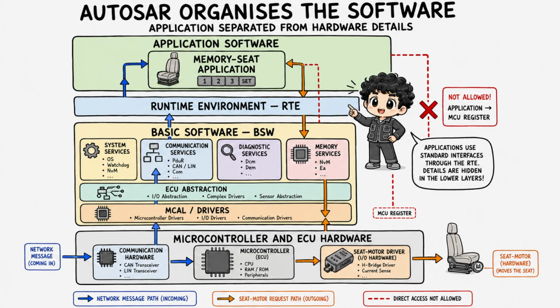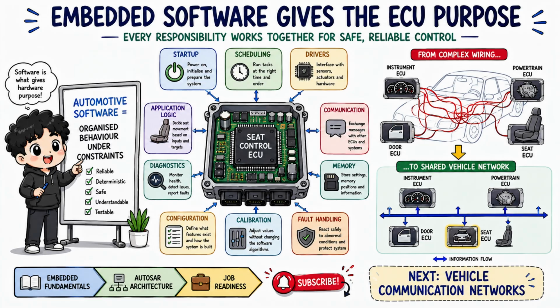AUTOSAR does not normally define the competitive internal algorithm that decides exactly how a manufacturer's seat, steering, or powertrain function behaves. It provides architecture, interfaces, and integration rules that help software from different sources work together more consistently. If an interviewer asks what automotive embedded software contains, do not answer only that it is code stored in a microcontroller. Explain that it includes startup, scheduling, hardware access, application logic, communication, diagnostics, persistent memory, configuration, calibration, and fault handling, all operating under timing and resource constraints.